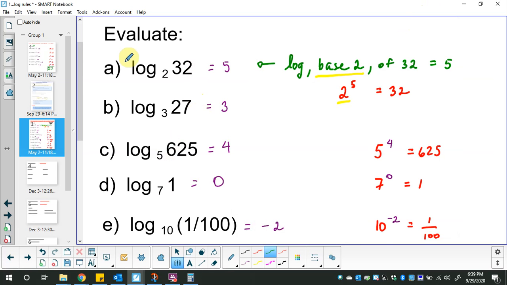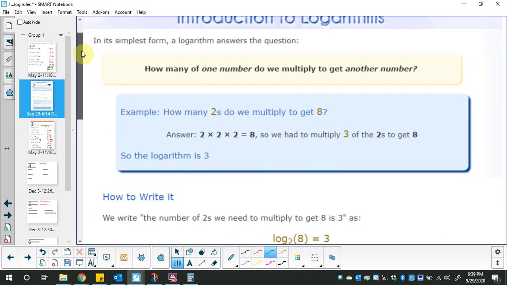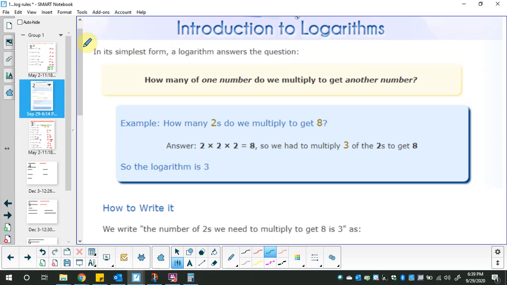So I'm going to backtrack a little bit because I skipped over slide number 2. I went directly from 1 to 3. So slide number 2 is from mathisfun.com, and I looked up algebra, logarithms. All of this is very important in calculus class, but I stole this stuff but referenced it, so I'm okay. So this is an introduction to logarithms, just in case you need words that were not mine.